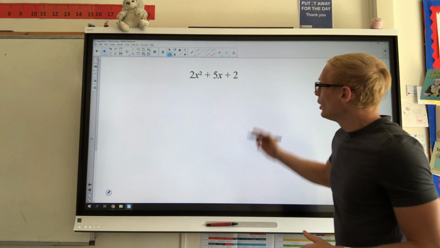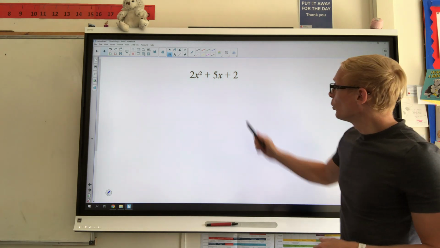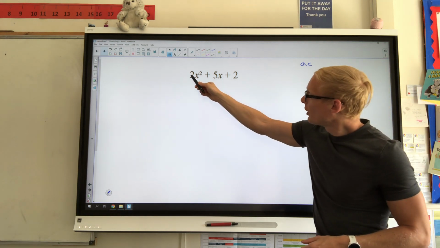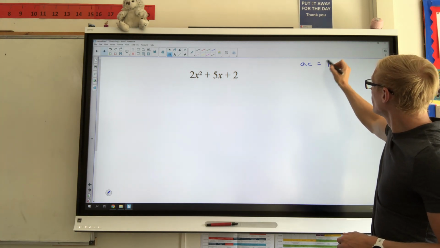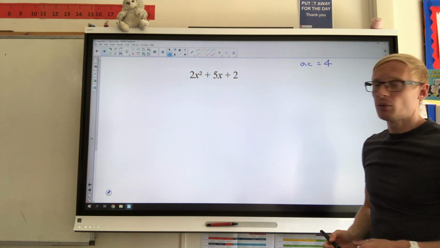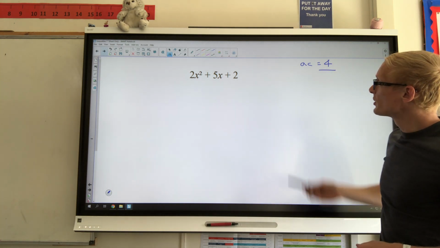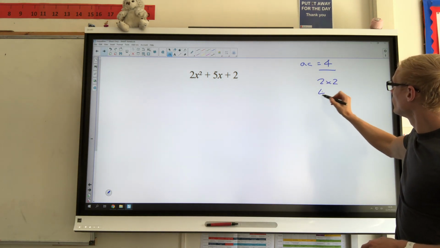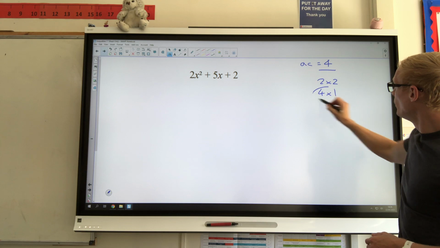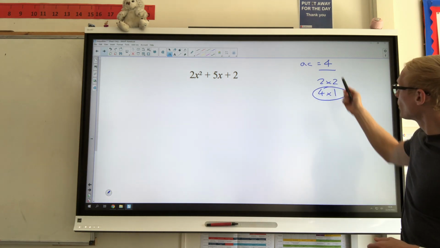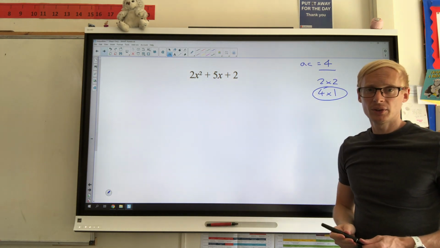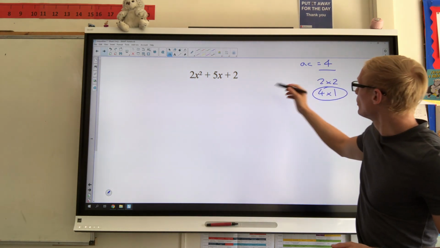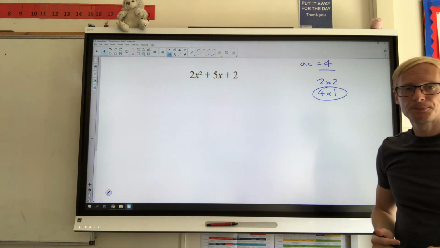In order to factorise this, we need to multiply the a times the c first. So we're multiplying 2 times 2 there to get a total of 4. I'm then looking for numbers that multiply to make 4 and add to make 5. So 2 times 2, 4 times 1. Well, 4 times 1 is what I'm looking for, because they multiply to make 4 and add to make 5. I'll just re-emphasise where the 4 came from. It was from doing the 2 times 2, the a times the c.